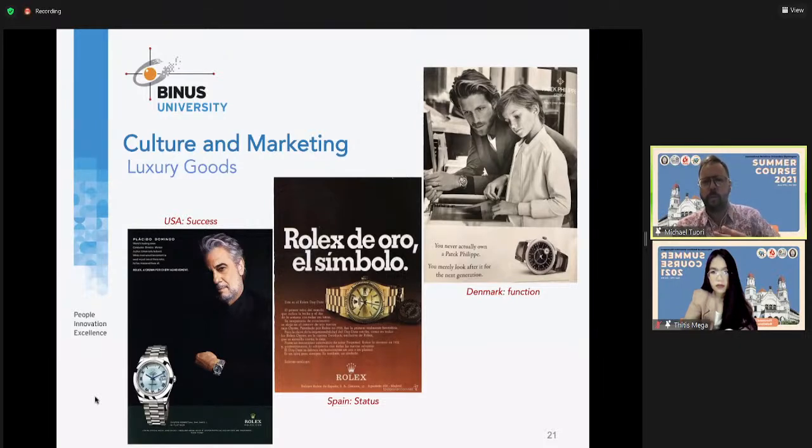So they want it more subtle. They don't want a gold watch. They want it leather. And they want it to show off function. So you have the advertisement about, this watch is so good that you'll be able to give it to your grandson later on. Like it will last for several generations. So that's something that's very valued in Denmark and Northern Europe.